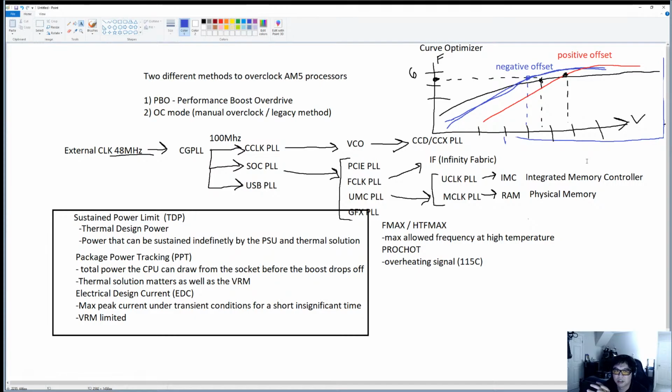-20 is also decent. -25 is really good. But -30 is exceptional.